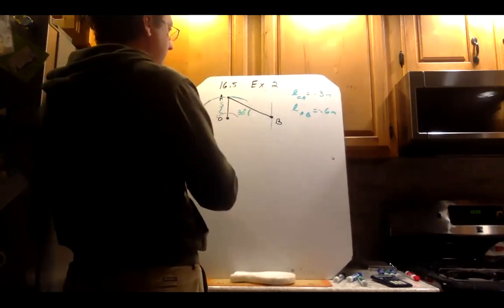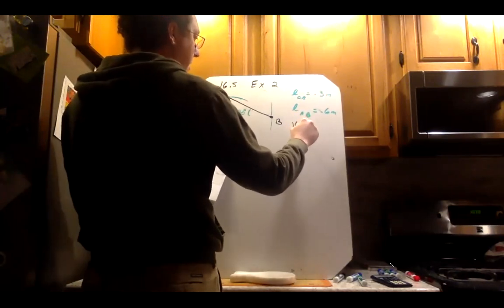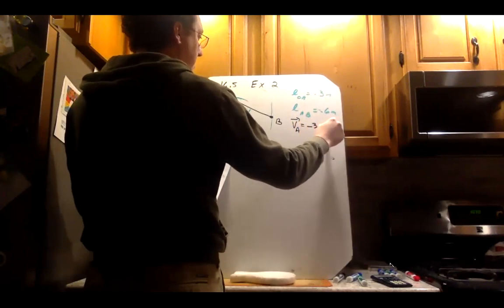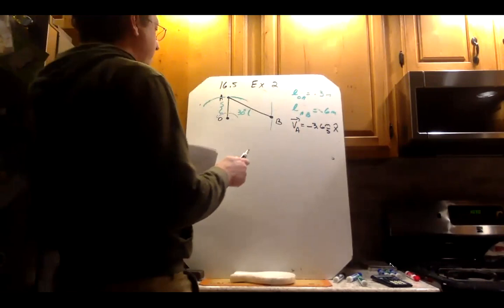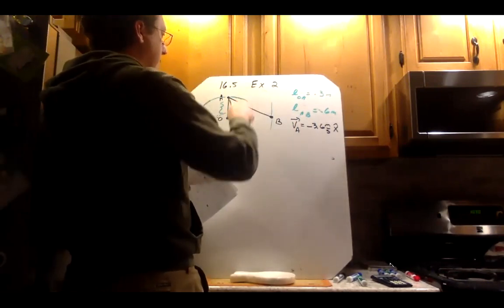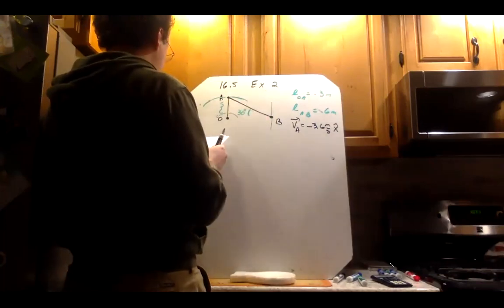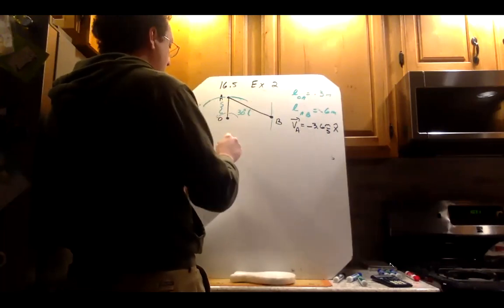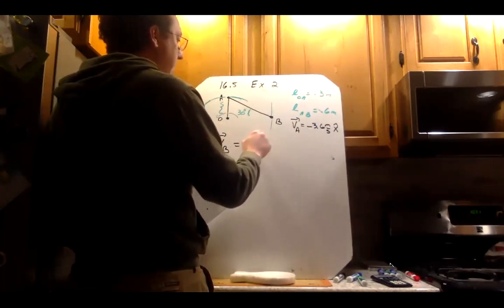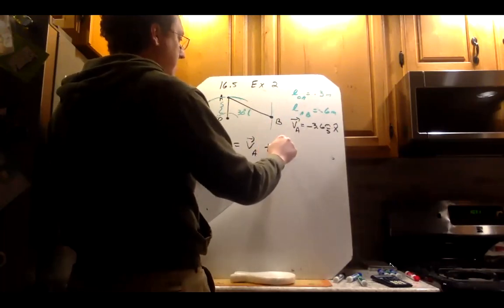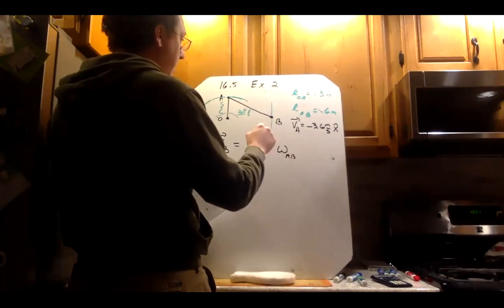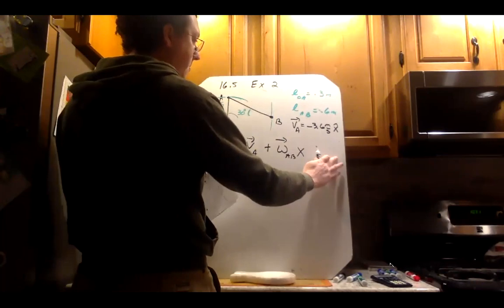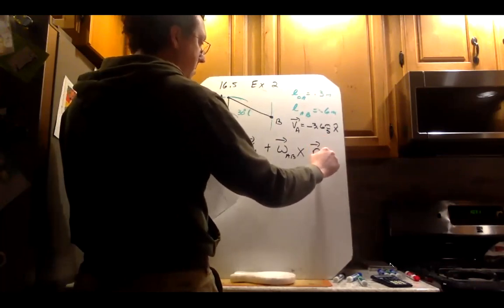Okay, so we have found the velocity. We now know that the velocity of point A is negative 3.6 meters per second x hat. The problem asks us to find the velocity of B and also the angular velocity of the rod as it rotates. So to do that, I'm going to say that the velocity of B equals the velocity of A, which we now know to be this, plus omega AB, the angular velocity of the rod AB, cross the relative vector from A to B.